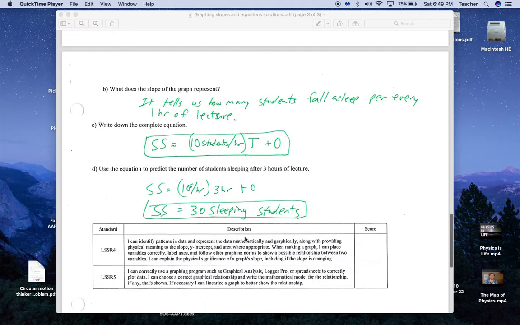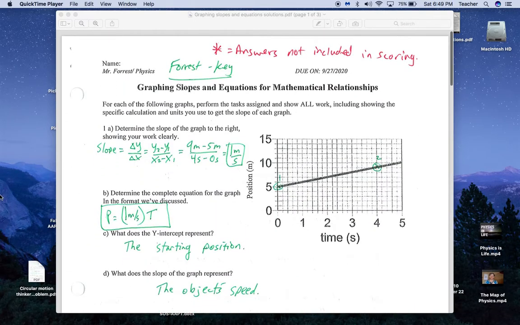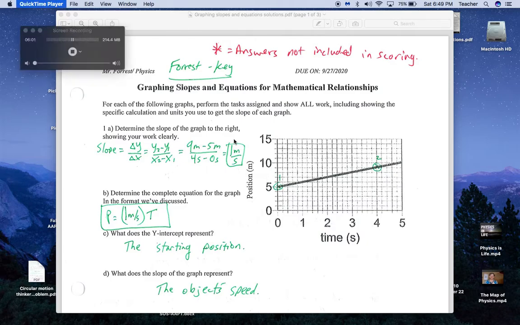So again, hopefully this helps. I'll attach a PDF along with this, and the goal is, of course, to make sure you have an understanding of both graphs and the mathematical relationships behind them.